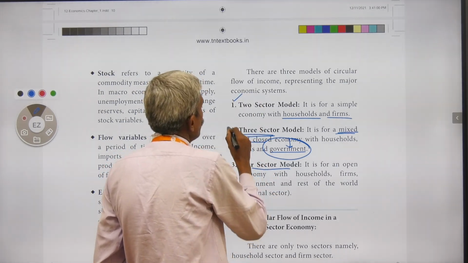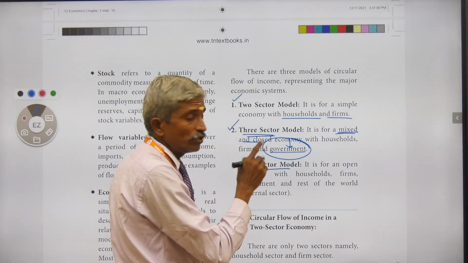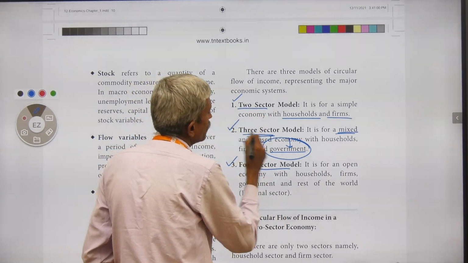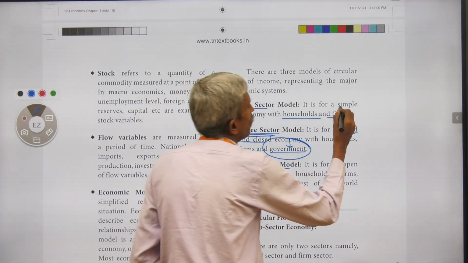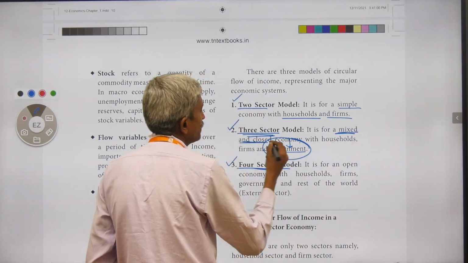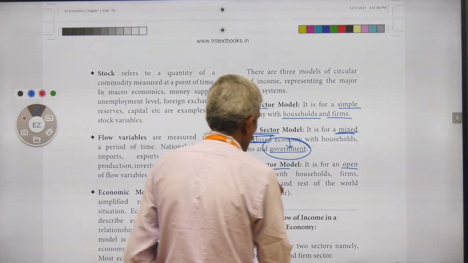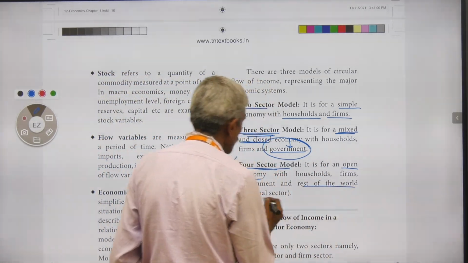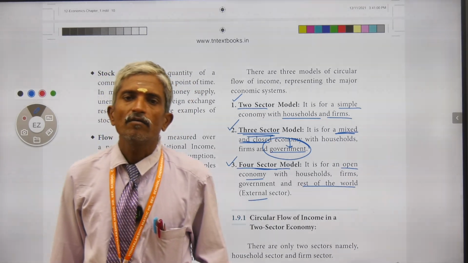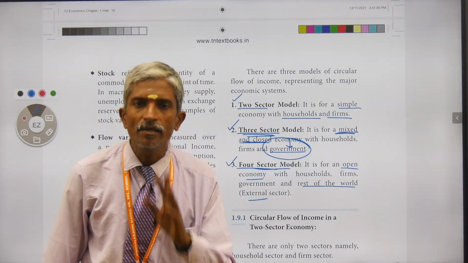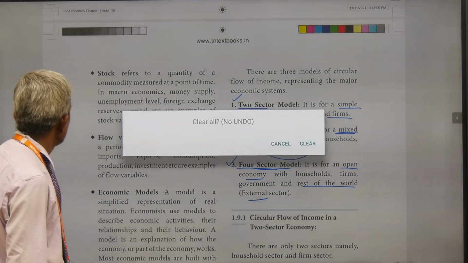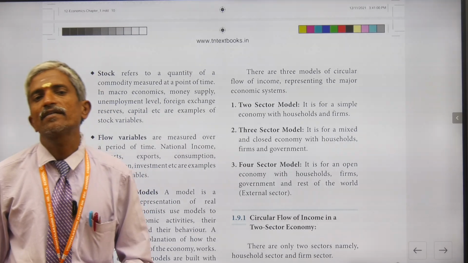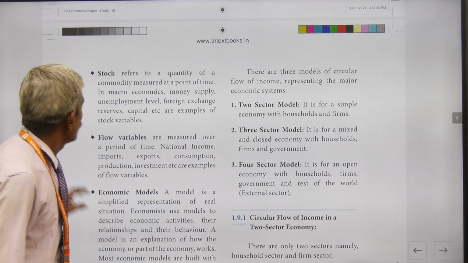Model number 1 is 2. Model number 2 is 3, and model number 3 is 4. 2 sector, 3 sector, 4 sector. Also called simple, also called mixed and closed, also called open economy. Here, what is the other entrant, the rest of the world? That is the external sector. For example, export as well as import. That's what we are using in the model here. Models can be classified into 3: 2 sector, 3 sector and 4 sector.